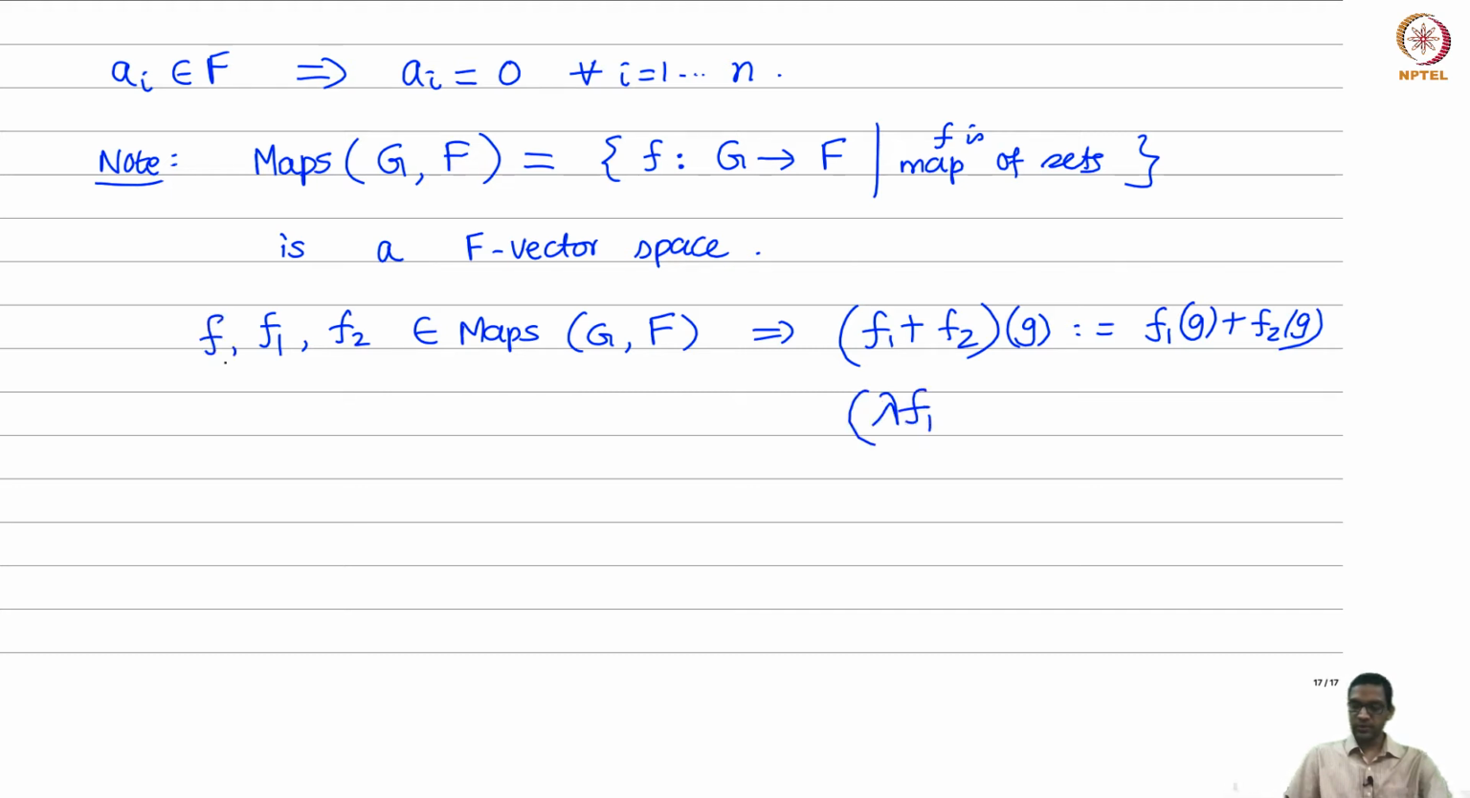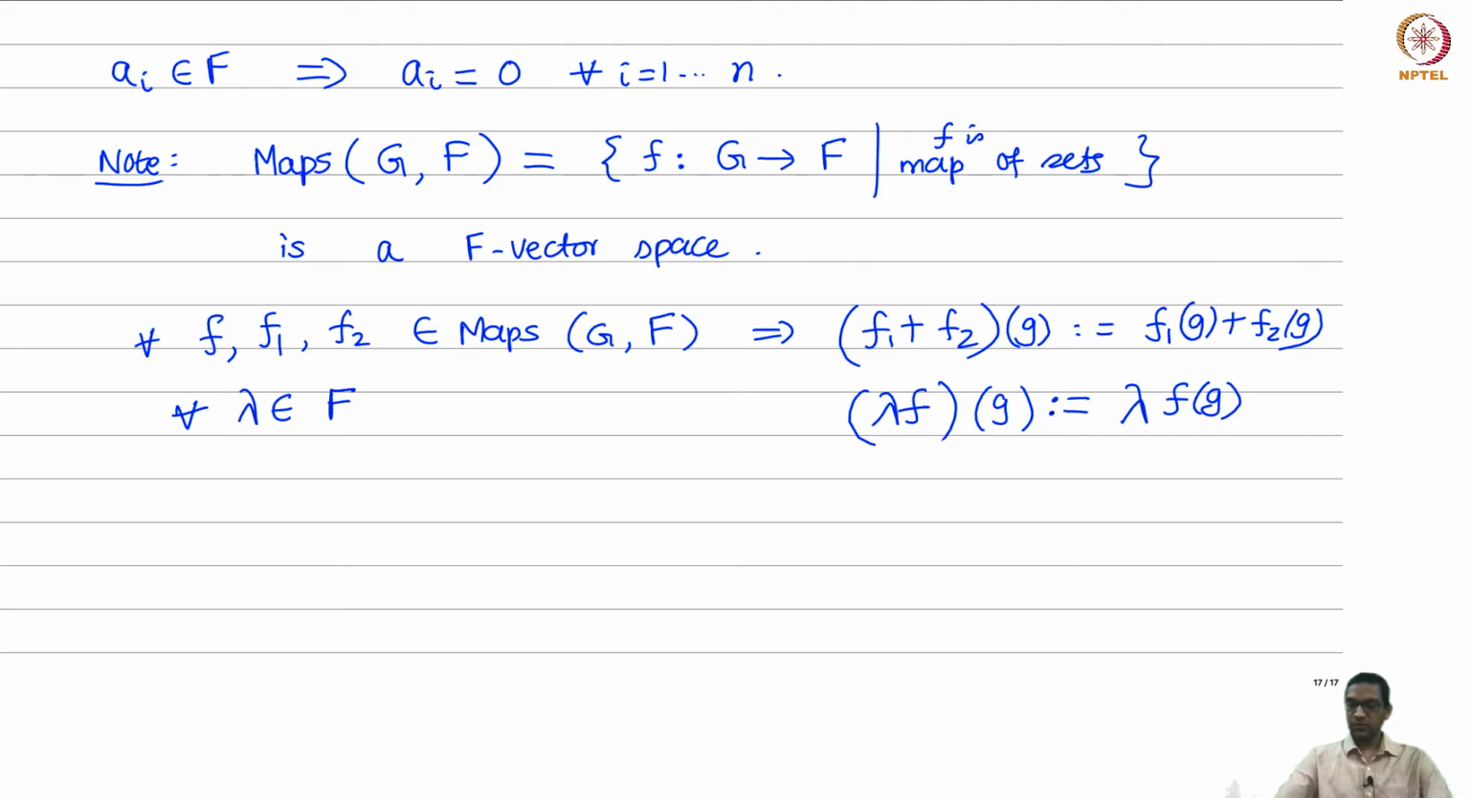And how do you scalar multiply f? If I multiply f by a scalar lambda from the field F, this is just I apply f to g. It's now an element of the field F and I multiply it by lambda. This is for all lambda in F. So these are the definitions. This is how addition and scalar multiplication of maps are defined, and it's easy to check that with these definitions it forms an F vector space.